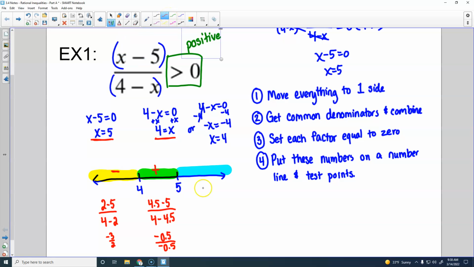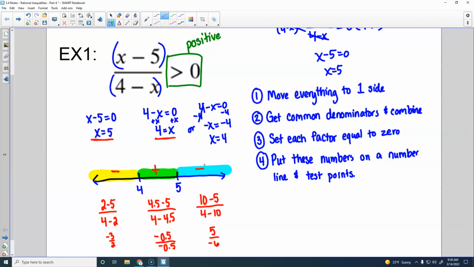All right, so if we do 10, we got 10 minus 5 over 4 minus 10. 10 minus 5 is going to be 5. 4 minus 10 is going to give me negative 6. And so is that going to be positive or negative? Negative here. So we would have negative in that section.